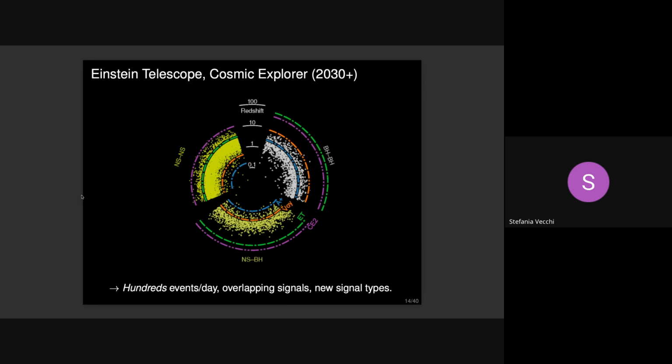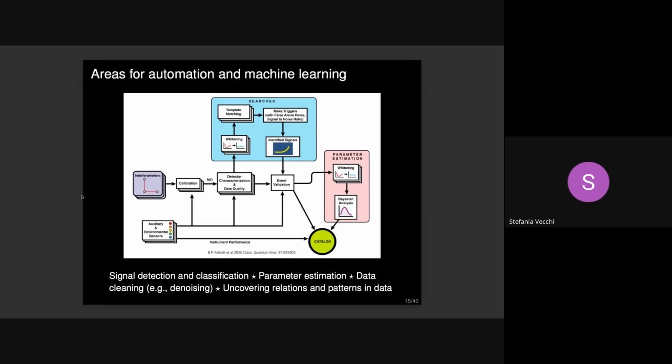So this basically is a slide to say that this new incoming problem demands new solutions. And so the new solution is maybe to try to automate things.